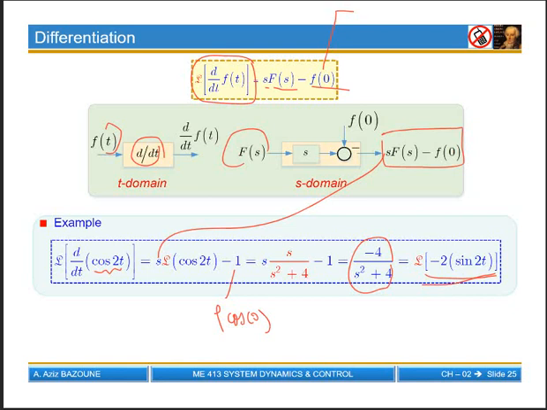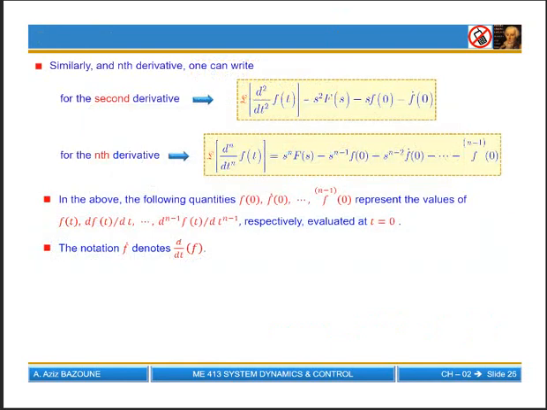This is the Laplace transform of the first derivative. Usually we write it like this: the Laplace transform of the first derivative x dot. Usually the time derivative we call x dot. It is s times x of s, minus x of 0, the initial condition at time t equal to 0.